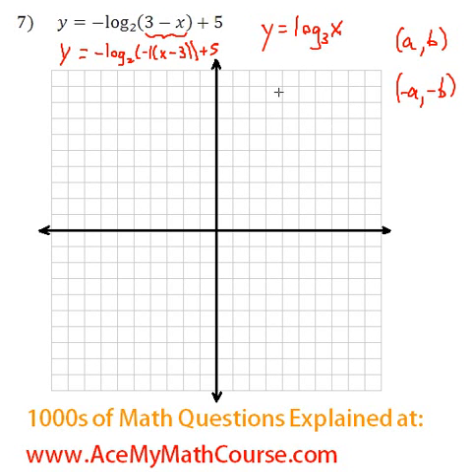Then we're going to be shifting every point 3 units to the right because it's minus 3. It would be to the left, by the way, if we added 3. So we're going to shift it over to the right by 3 and up by 5. So any point (a, b) will become (negative a plus 3, negative b plus 5).